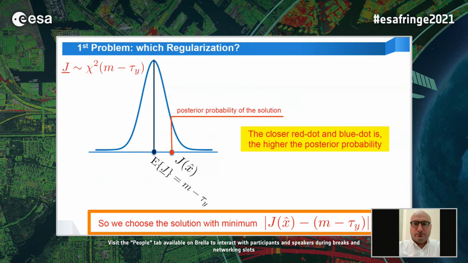we have the chi-square distribution with the degrees of freedom. The expectation of that is m minus tau, or we can call it the degrees of freedom. Then we have a regularized slip, here called x hat or s hat in our previous slides, and the objective function that we get from our estimation. When the red line and black line in between are closer to each other, it means the posterior probability of the solution is higher.